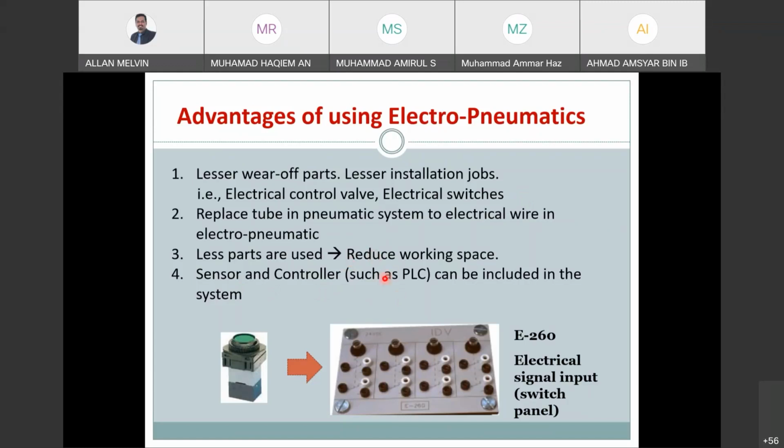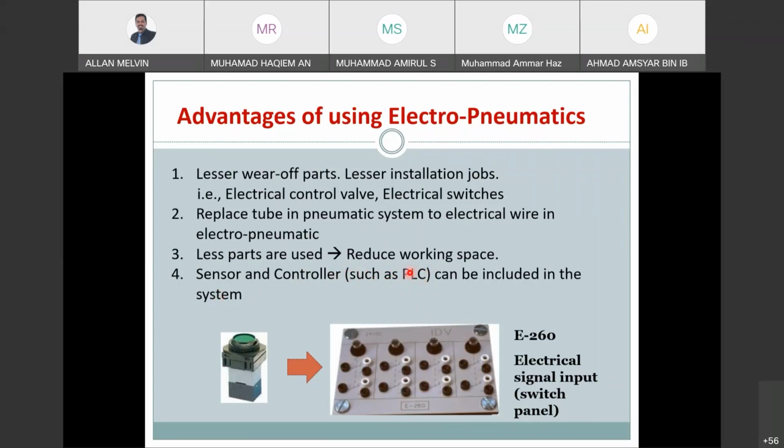So you can use ladder. So maybe since you are using a simulator, you don't see it very clearly. But if you can get the experience of using a physical electro-pneumatic system, okay, there is one in the lab, but we didn't have the chance to do it because it was online. Okay, so you can expand the system using controllers like PLC.